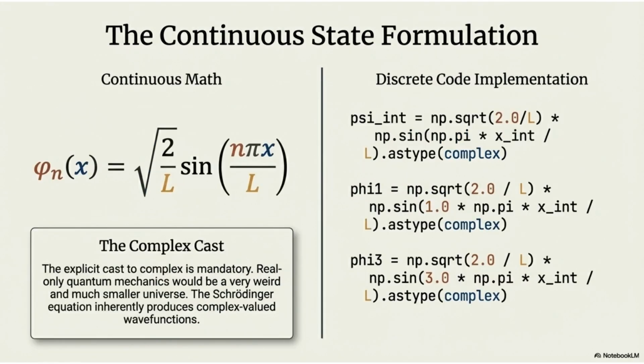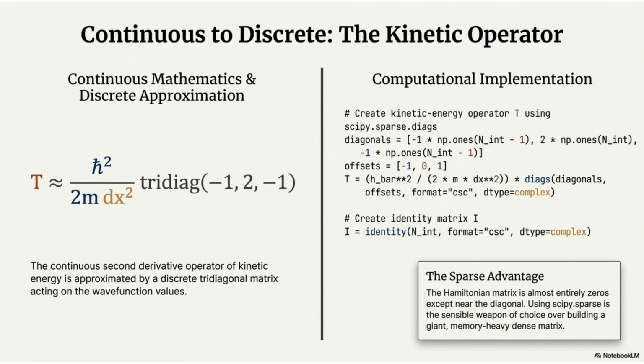The continuous state formulation uses the standard infinite well eigenstates. The discrete code implementation explicitly casts the NumPy arrays to complex, which is mandatory for quantum mechanics simulations. The continuous second derivative operator for kinetic energy is approximated by a discrete tridiagonal matrix. We leverage the sparse advantage of the SciPy library for efficient handling of the mostly zero Hamiltonian matrix.